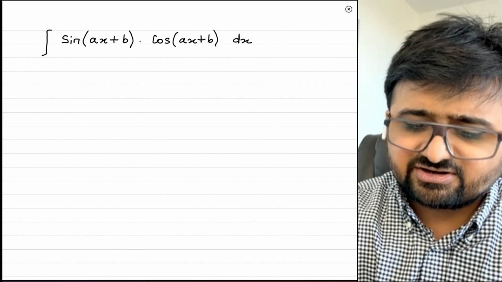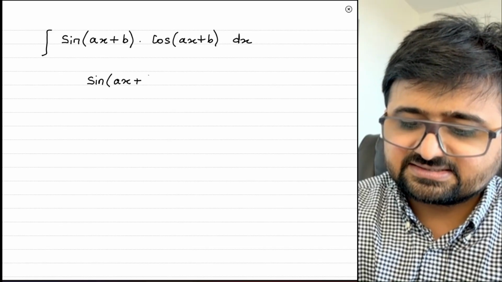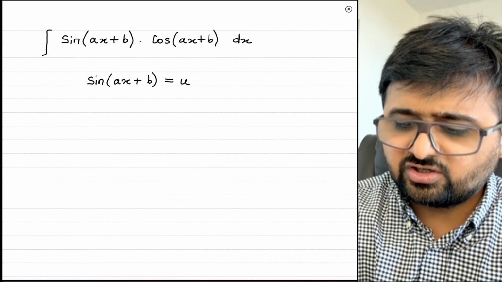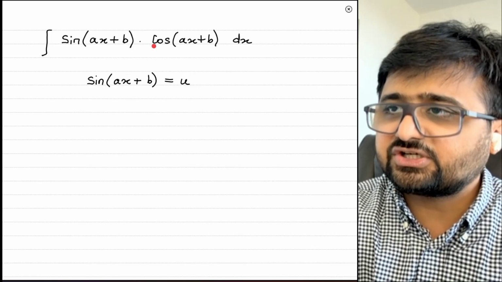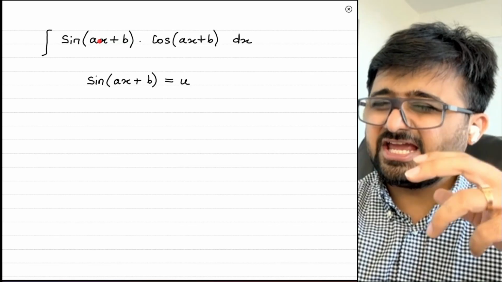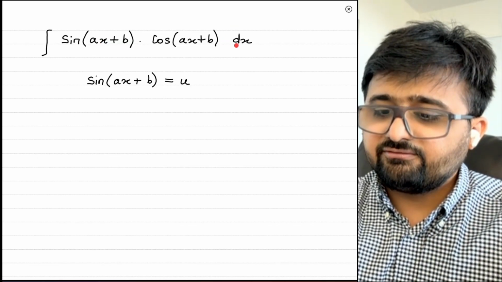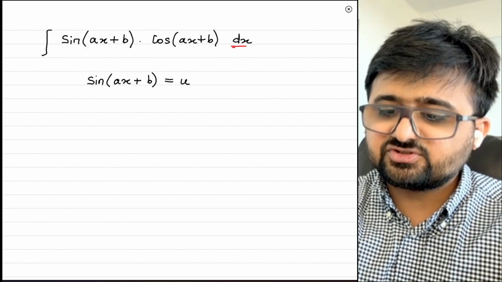Let's try to put sine of ax plus b in this case is equal to u, because we know the derivative of sine is nothing but cos, which is present over here. Now what we need to do is convert that integral from the x world to the u world. In order to do that, we'll also have to convert that dx in terms of du.